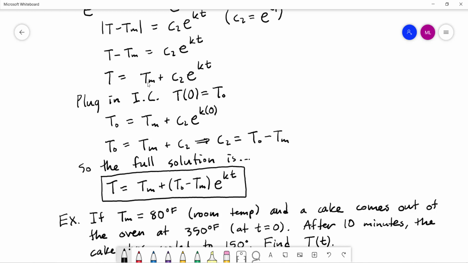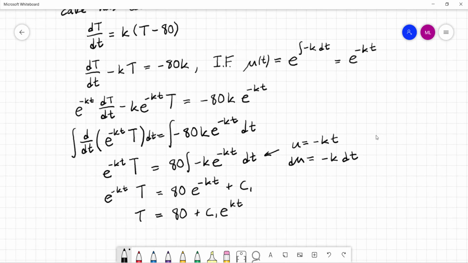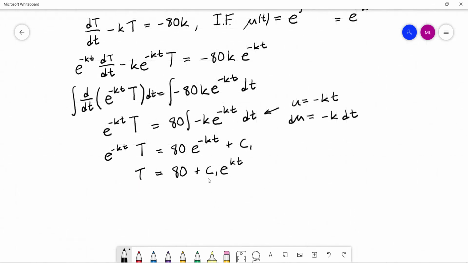The only difference being we've prescribed what Tm was. The room temperature was 80 degrees. So we've got something that looks exactly like what we have right here. Now we're going to plug in our initial condition in order to solve for one of these two remaining parameters. So we have two unknown parameters. We have c1 and we have k.